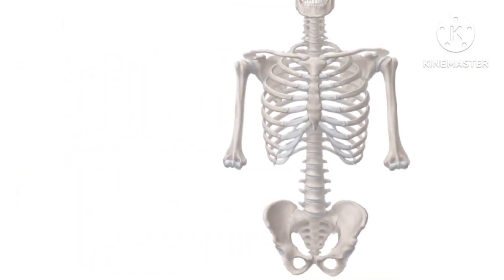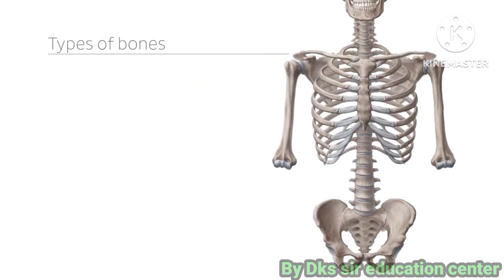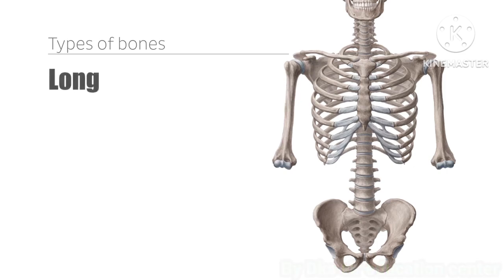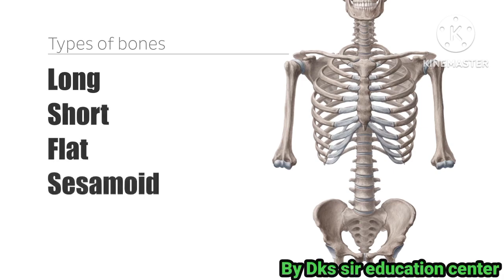There are 5 types that are generally recognized, and they are identified by their forms, either endochondral or membranous, and by their general shape. They are the following: long, short, flat, sesamoid, and irregular.